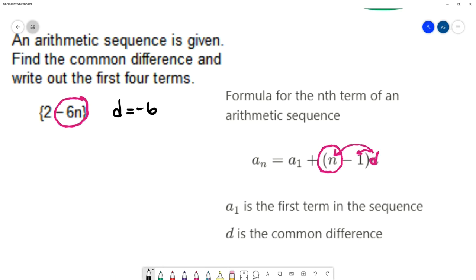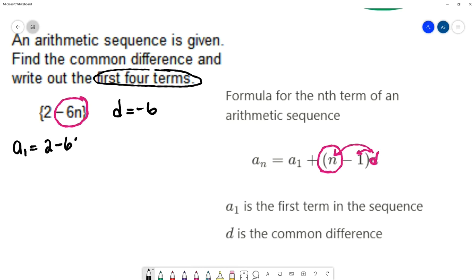Whenever you have an arithmetic sequence, if you want to identify the common difference, it's going to be the coefficient of that n. If you're thinking of this as a linear equation, it's going to be like your slope. It's not the only way for us to figure out the common difference. Let's write out the first 4 terms of this sequence, and I'll show you another way.